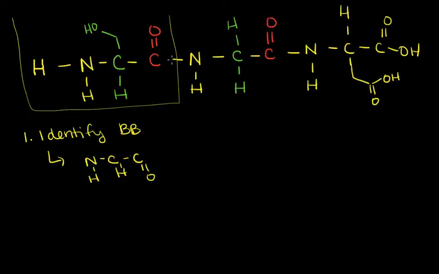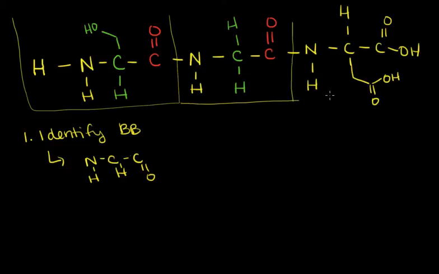And then next to it we see this peptide bond right here. This is a C double bond O attached to an N. So this right here is a peptide bond. And then we see another amino acid unit, NH, C double bond O. So that's one more backbone, so we've got at least one more amino acid.